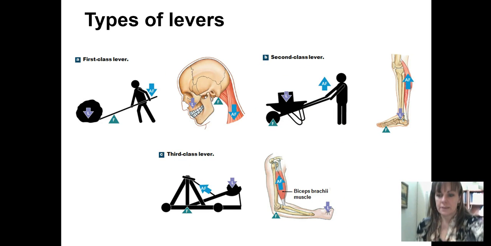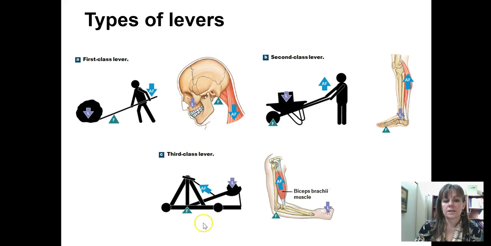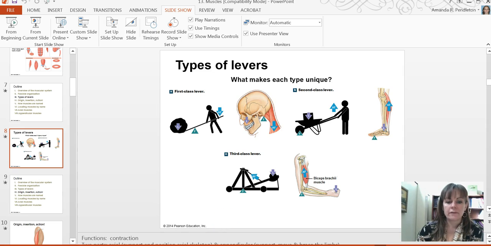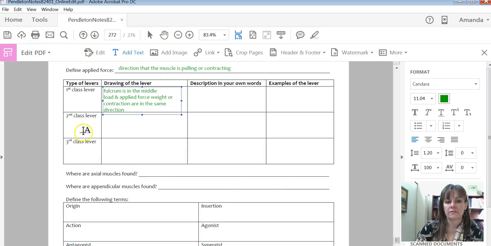So if we look at this image here, we're going to see fulcrum. Notice applied force, it's attached in front of the fulcrum, and then the load is all of this up here. And again, notice the load is pulling the weight down, and here also applied force is going in the opposite direction. So you have your notes packets, and fill in what your descriptions of third class levers are as well.